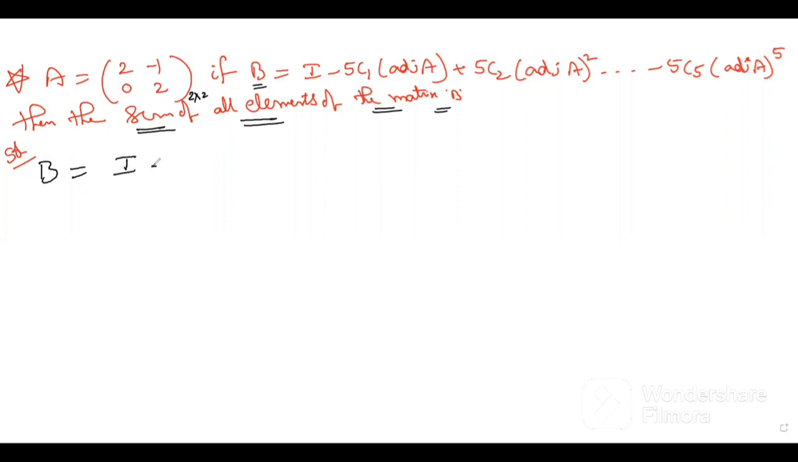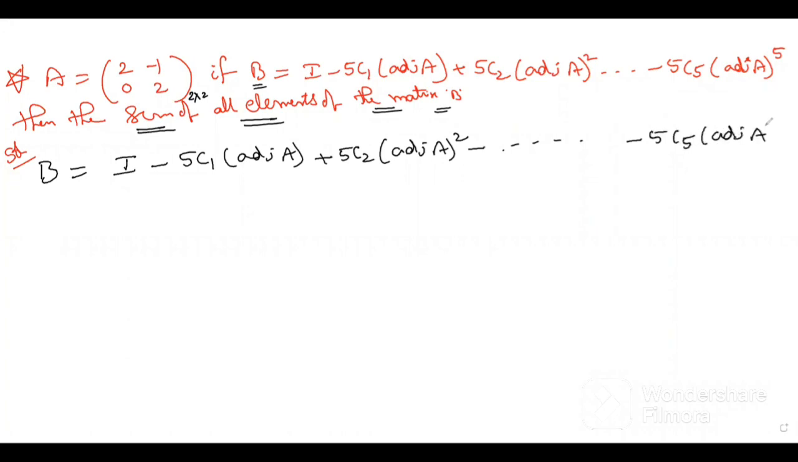5 I minus 5C1 adjoint of A plus 5C2 adjoint of A whole square, with plus or minus alternate terms, and so on, minus 5C5 adjoint of A to the power 5.